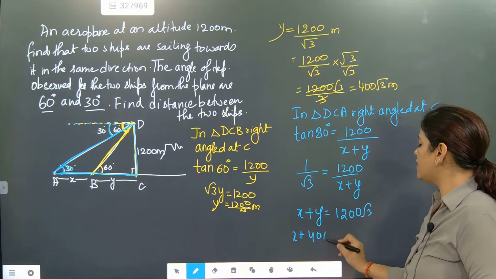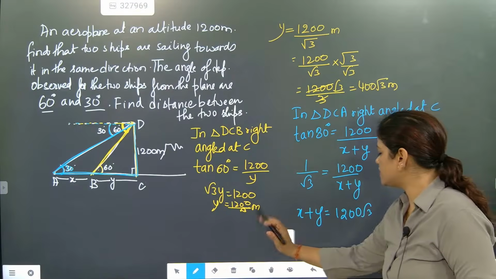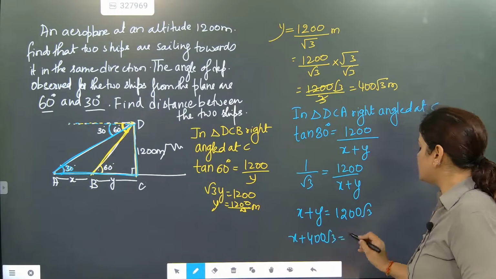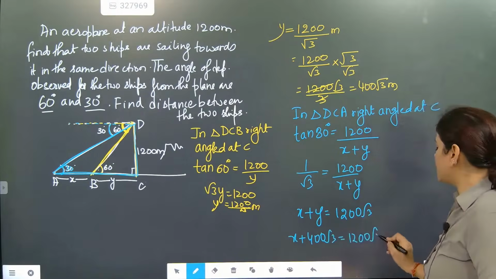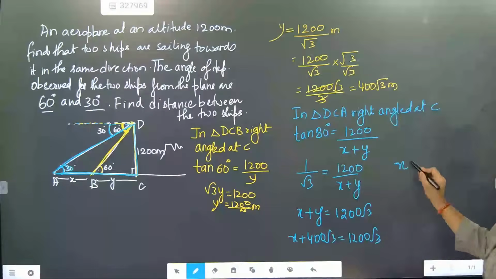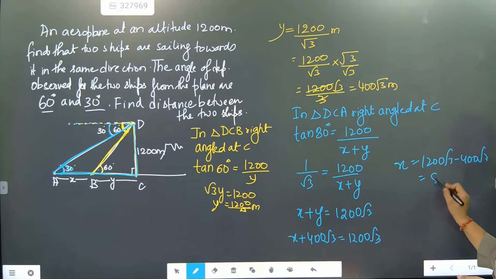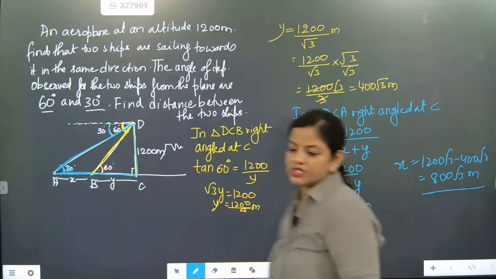So x plus 400 root 3 is equal to 1200 root 3. So what is x, beta? 1200 root 3 minus 400 root 3, that is 800 root 3 meter. Absolutely.